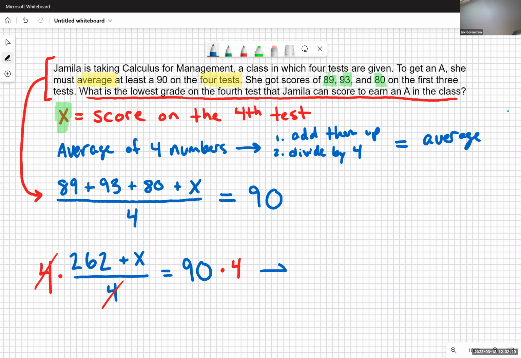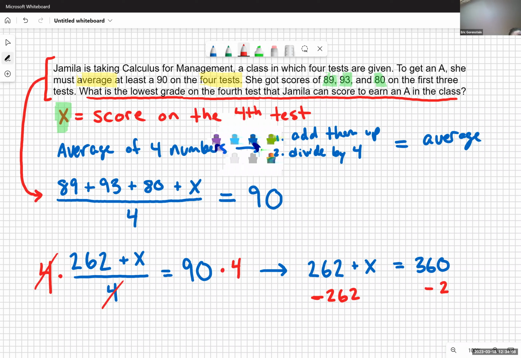So let's come over here. On the left-hand side, we still have 262 plus x. And on the right-hand side, we now have 360. And again, we're just going to repeat the process. Whatever mathematical operation we want to eliminate, we do the opposite to both sides. In this case, adding 262, well, the opposite of that would be subtract. So we're going to subtract 262 from both sides of the equation.